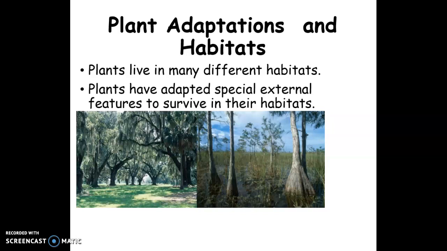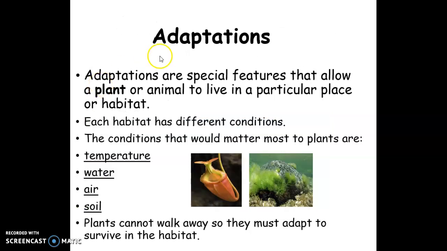Plants live in many different habitats. Plants have adapted special external features to survive in their habitats. Adaptations are special features that allow a plant or animal to live in a particular place or habitat. Each habitat has different conditions. The conditions that would most matter to plants are temperature, water, air, and soil. Plants cannot walk away, so they must adapt to survive in the habitat.